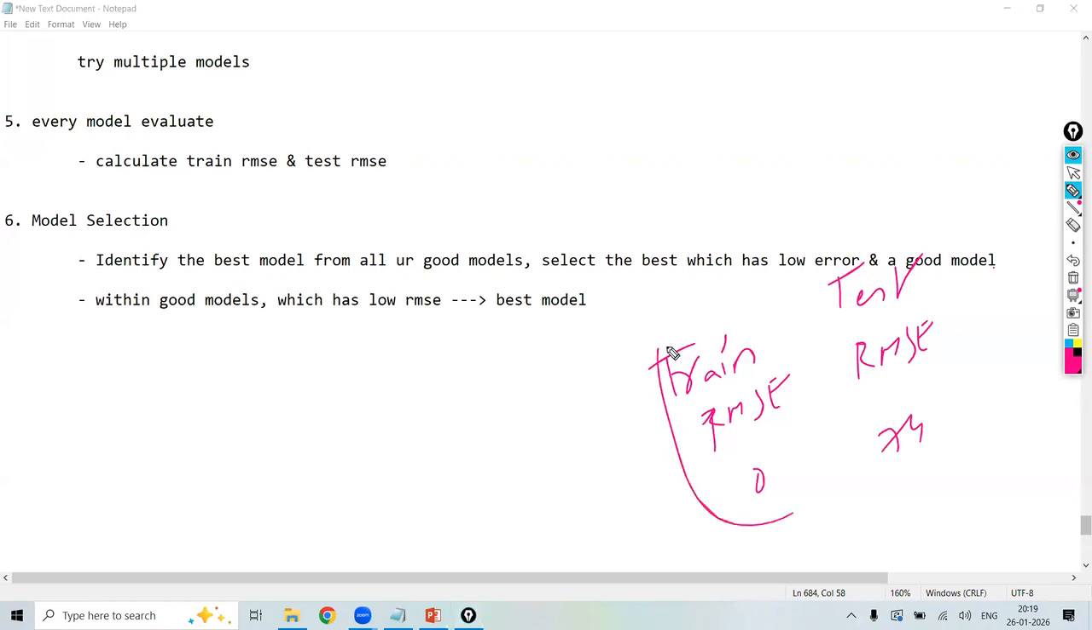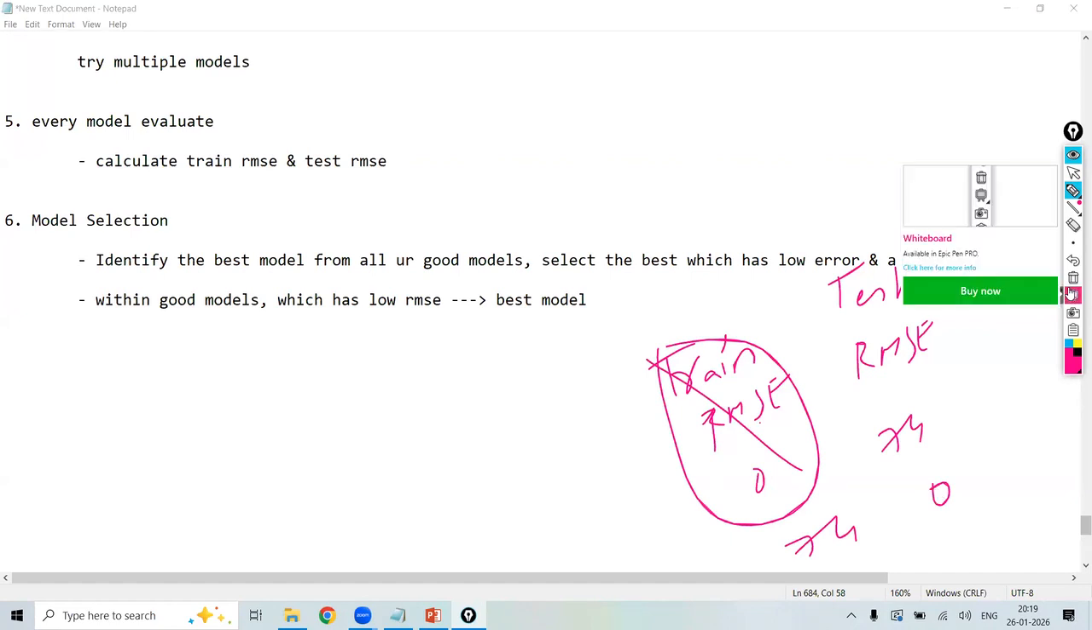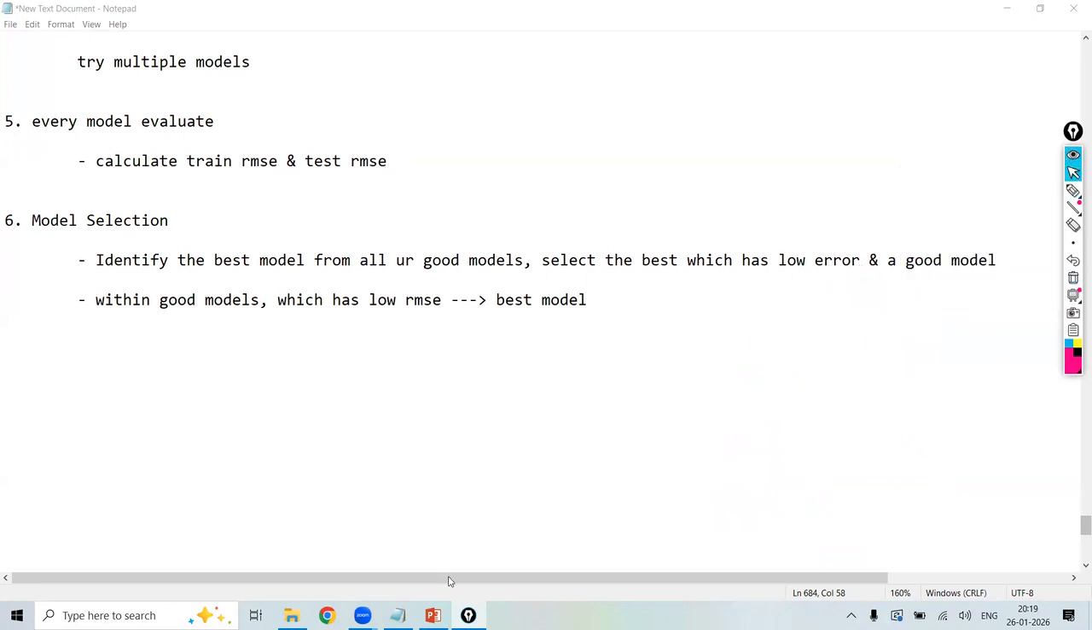Sir, error is zero. Error is zero where? In train. I don't want only train. Sir, for example, test is 74. Test is 0, sir. I don't want that either. I want to satisfy both of them. I want a good model. I don't want a one-sided model, which will work only for test data or only for train data. I want it to work on both types of data.